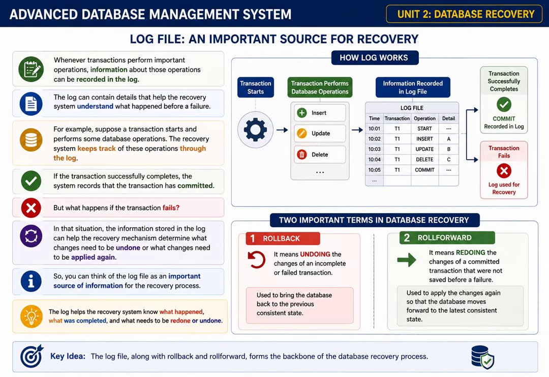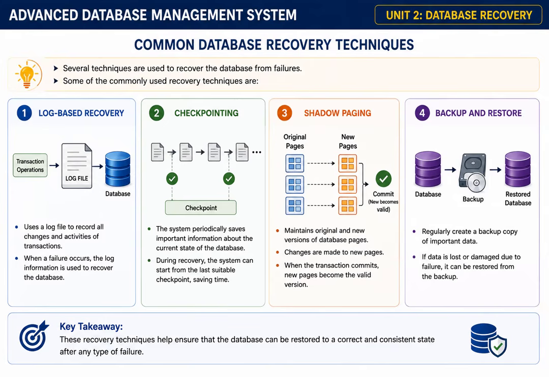If you remember just these two relationships for now, you will already have a strong foundation for the problems we are going to solve later. Rollback means undo, roll forward means redo. We will come back to these two concepts again when we study log-based recovery, and especially when we start solving the numerical and case-based problems. At that point, you will see exactly how the log helps the system decide whether a transaction needs to be undone or redone.